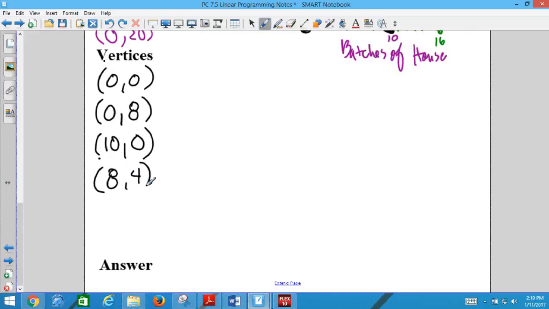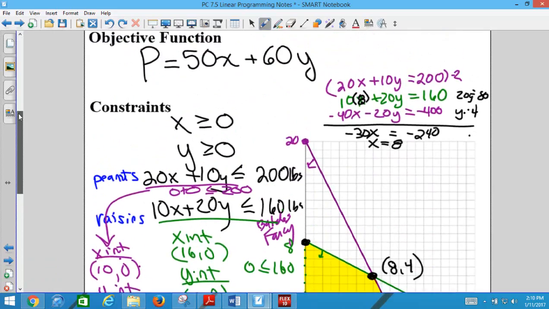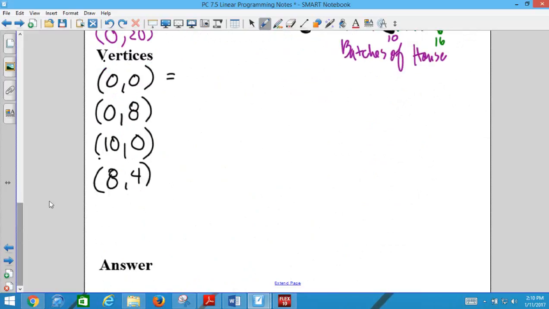Now, our question is, which vertices should we use? Which combination of batches should we use that's going to give us the most profit? So now we're going to use that profit equation. Remember we wrote it up there? We're going to use that profit equation, which was, I don't remember, 10x plus 15y? Is that wrong? Oh, 50x. I don't remember. 50 times x plus 60 times y.